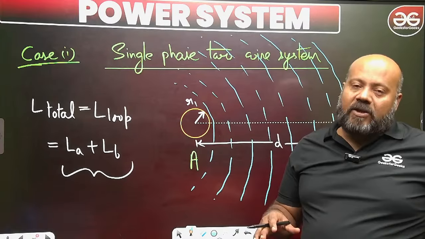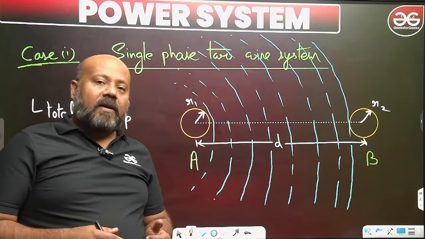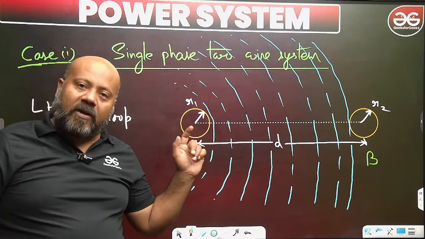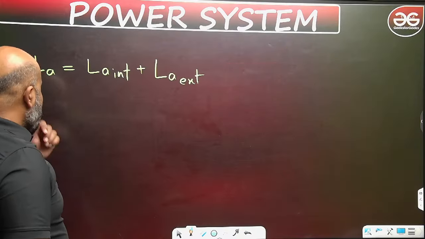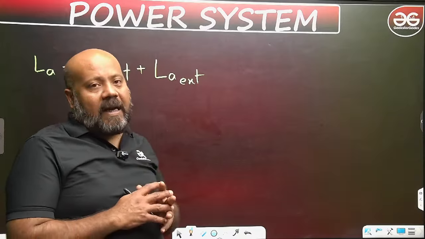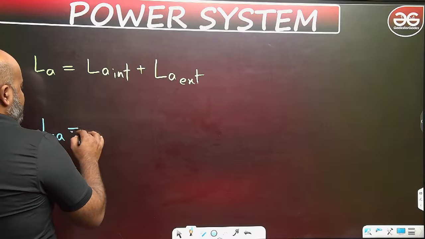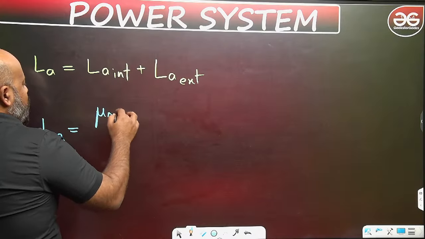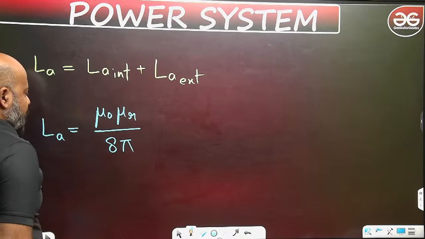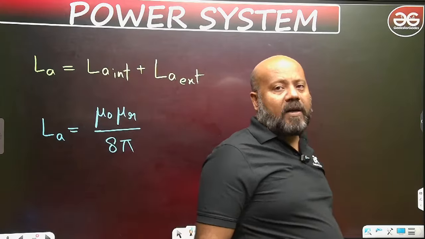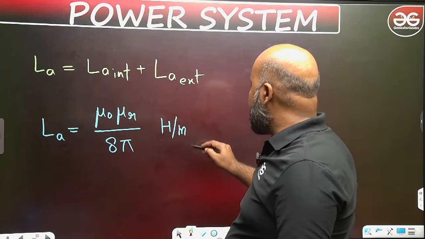Internal flux means that part of the flux which is inside the volume of the conductor. Flux which is outside the volume of the conductor, you can call it external flux, for the most simple understanding. Okay, just to make you understand. Now, if you calculate the internal and external inductance, what are you getting? The internal inductance you are getting as mu naught mu r upon 8 pi, and this is Henry per meter.